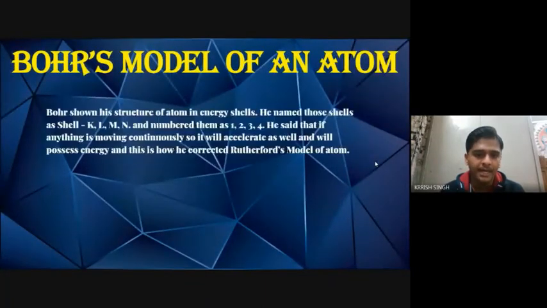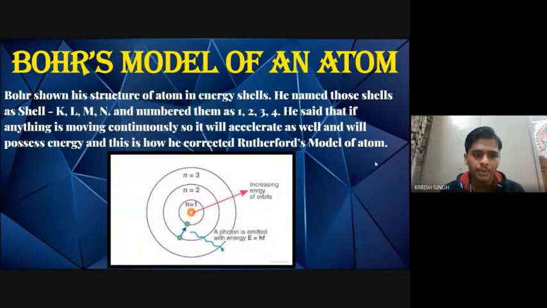Bohr's model of an atom. Bohr showed his structure of the atom in energy shells. He named those shells K, L, M, and N, and numbered them 1, 2, 3, and 4. He said that if anything is moving continuously, it will accelerate as well and will possess energy, and this is how he corrected Rutherford's model of an atom.